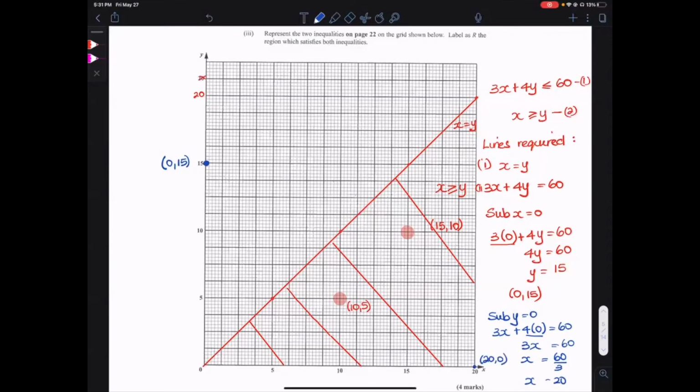So when we have a linear equation, it is best to just substitute x as 0 and substitute y as 0. That will give you 2 points for you to draw a straight line. So the common region now is this part here. Where the two lines intersect, the common region is this part in yellow. And this is what we call R.